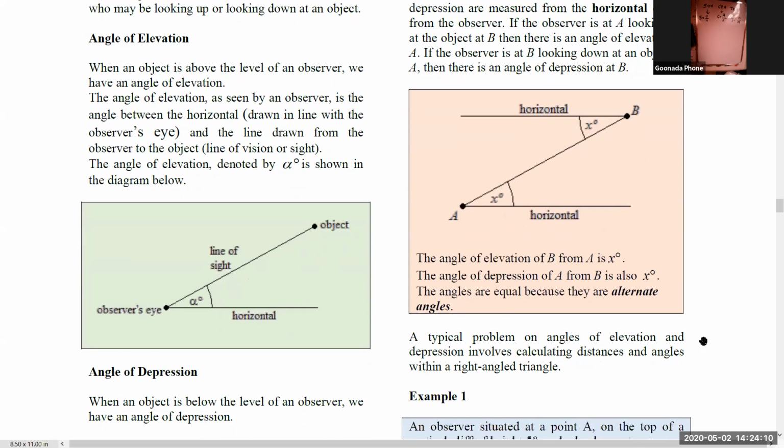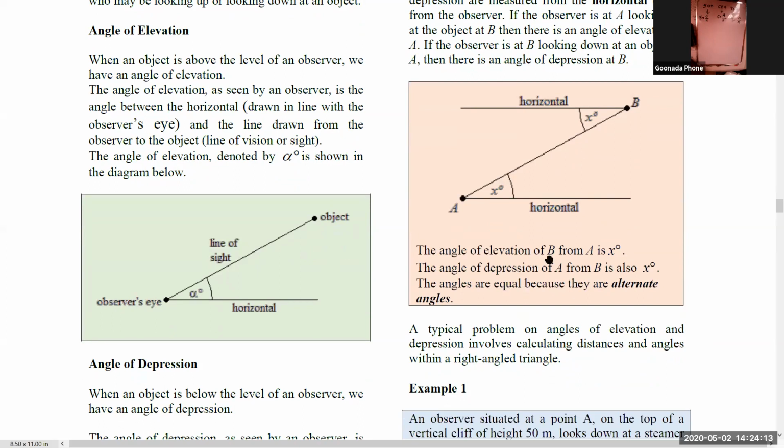Yes, sir. All right. So the angle of elevation of B from A is X degrees, as you can see here. The angle of depression from B to A is also X degrees here. These angles are equal because they are alternate angles. And remember, when we did angles, we said that Z angles or alternate angles are equal. So whatever angle we have here is the same as the angle here, which is X.